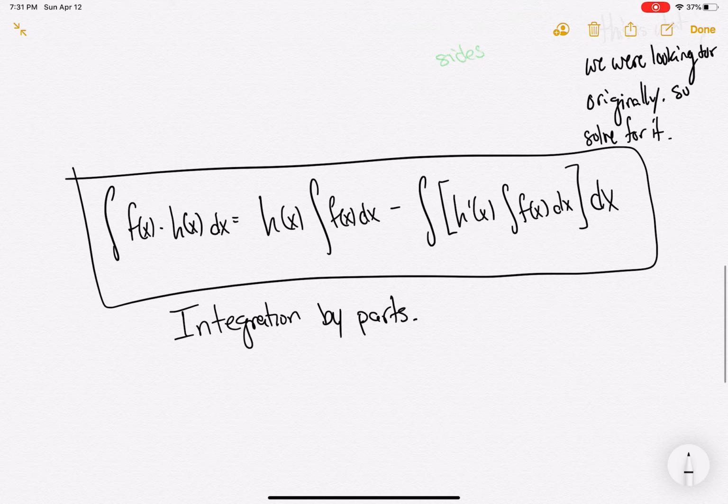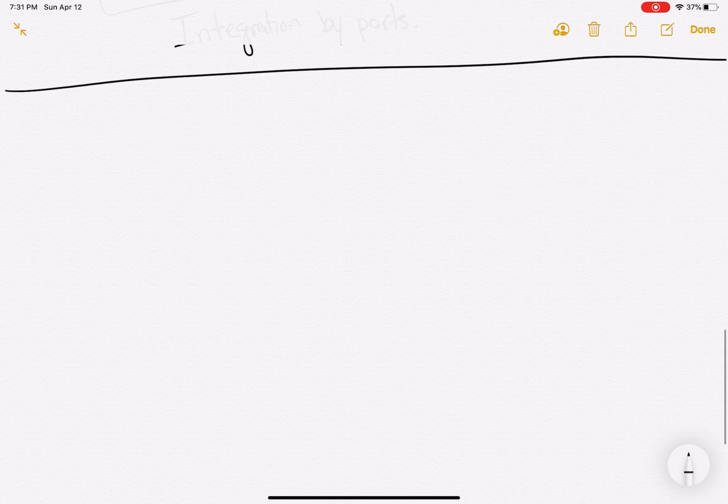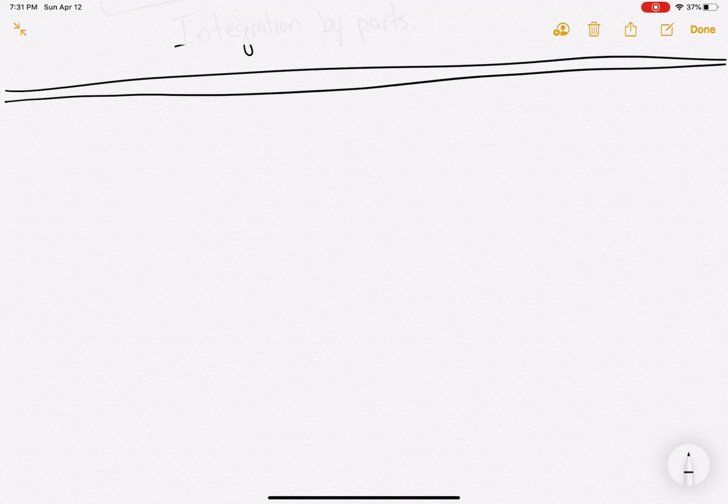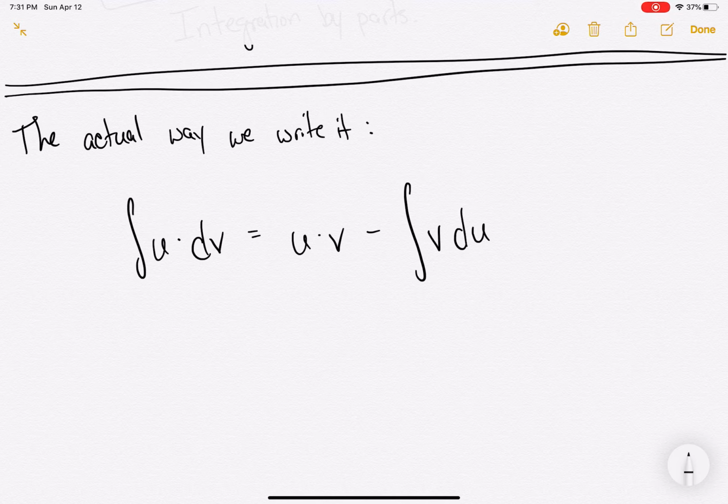So that's integration by parts in its truest setting, but there's a better way of writing this. I'll do double lines so that you guys can actually find this. The actual way we write it is the integral of u times dv equals u times v minus the integral of v du.